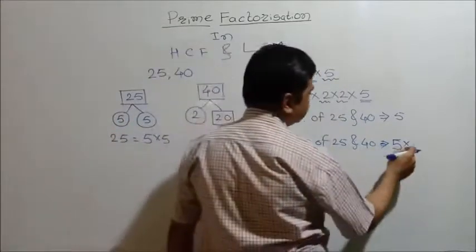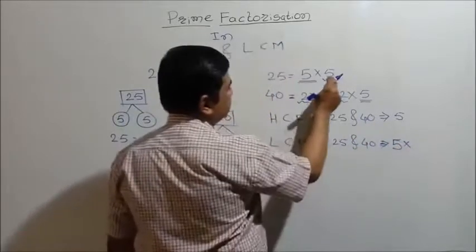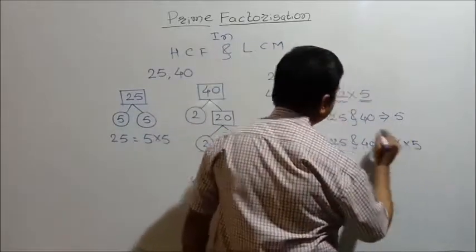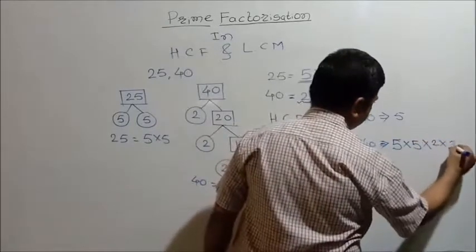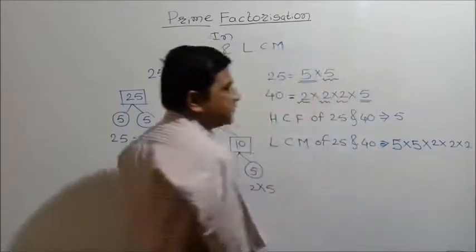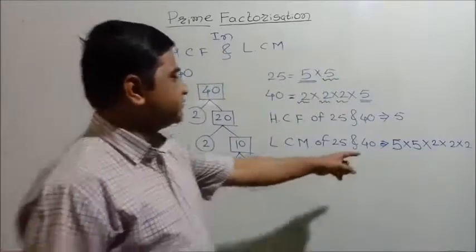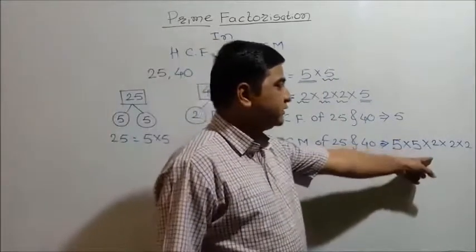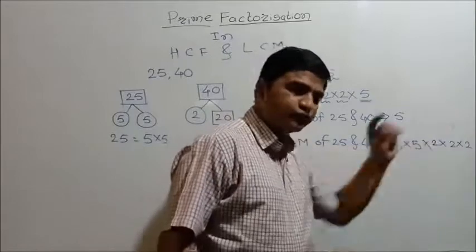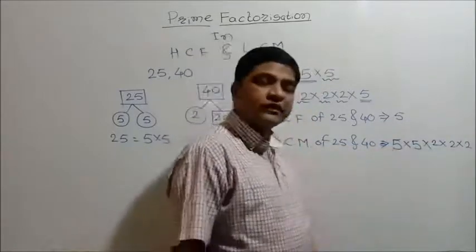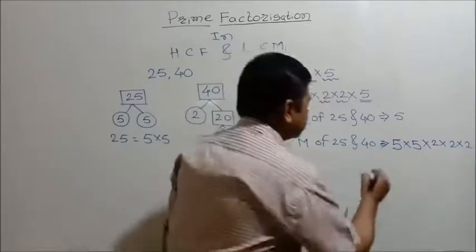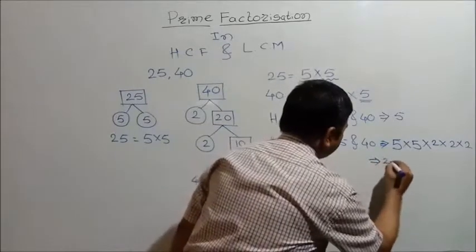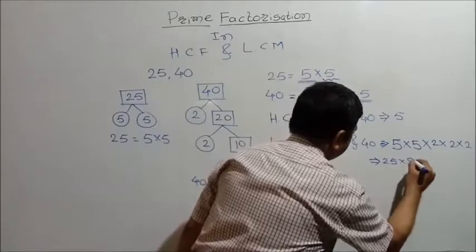So I write that this 5 will be multiplied with this 5, and the remaining 2, 2 and 2. So multiply them. Now you can see that this multiplication becomes 5 multiplied by 5 multiplied by 2 multiplied by 2 multiplied by 2. 5 multiplied by 5 will become 25, and when I multiply 2 three times, I will get 8. So it's 25 eights are.